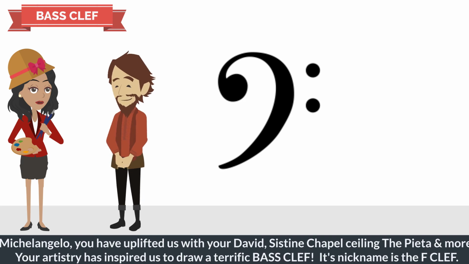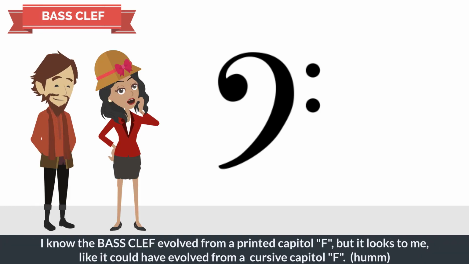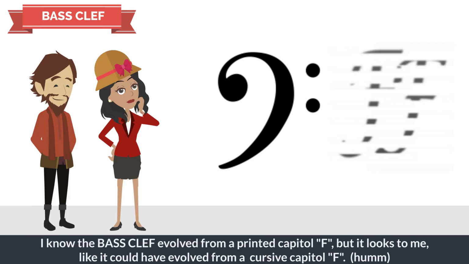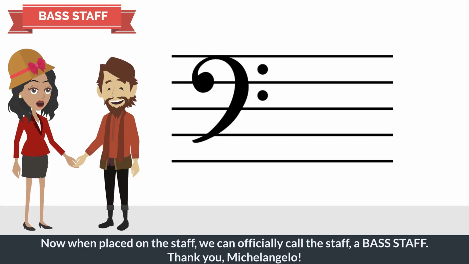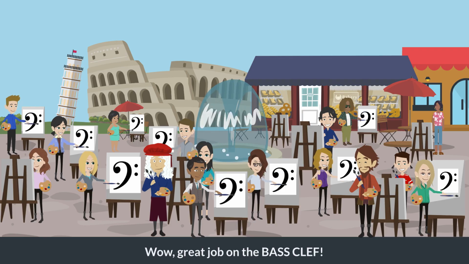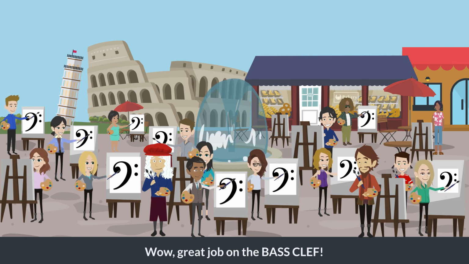Michelangelo, you have uplifted us with your David, the Sistine Chapel ceiling, the Piazza, and more. Your artistry has inspired us to draw a terrific bass clef. Its nickname is the F clef. I know the bass clef evolved from a printed capital F, but it looks to me like it could have evolved from a cursive capital F. Now, when placed on the staff, we can officially call the staff a bass staff. Thank you, Michelangelo. Wow, great job on the bass clef.